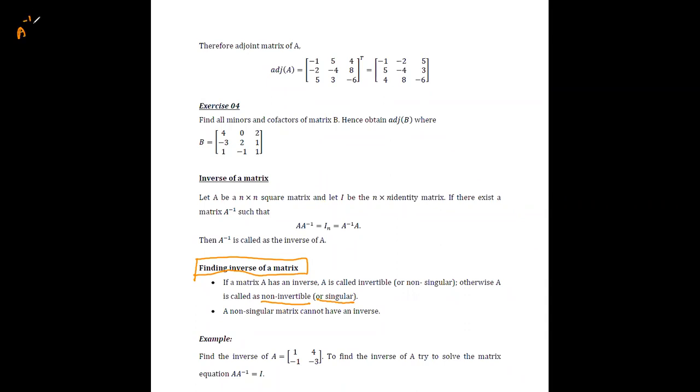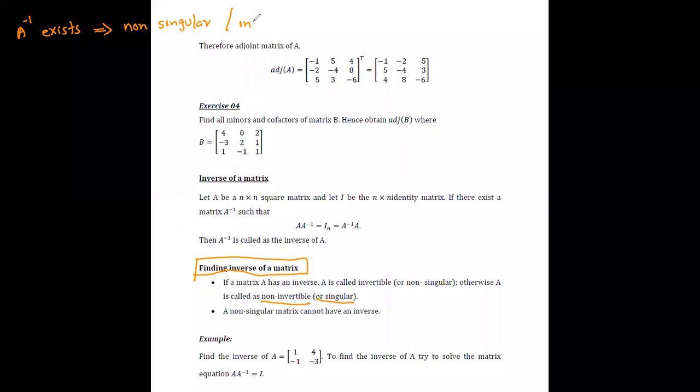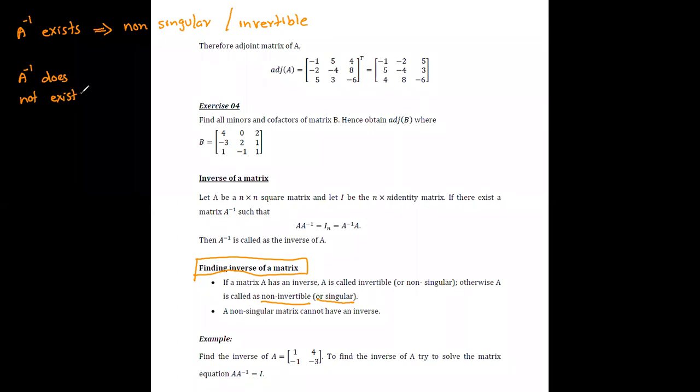Therefore, if A inverse exists, then we call such matrices non-singular matrices, or we say they are invertible. If A inverse does not exist, then we call such matrices singular matrices, or non-invertible matrices.